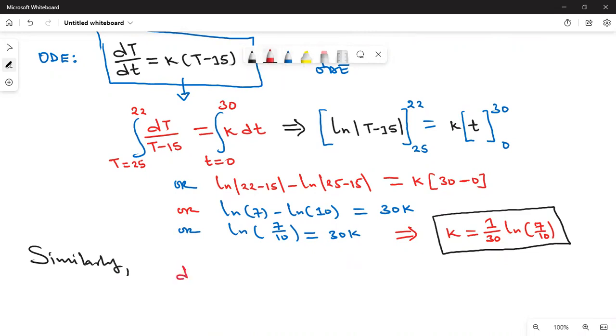Again, we have dT over T minus 15 equals k dt. Remember, we are integrating. Now, when the time is 0, the temperature was 25. I don't know the time when the temperature was 37. That's what you need to determine.